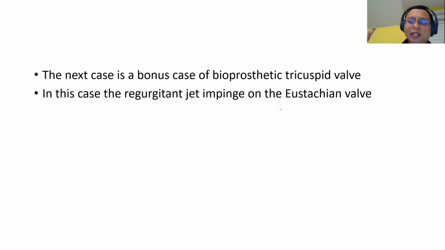So the jet goes into the eustachian valve, then the eustachian valve redirects it into the interatrial septum. Remember or not, when did this happen? This actually mimics what happened in our embryological development. Remember in the embryo, the eustachian valve actually directs the blood from the inferior vena cava into the fossa ovalis.